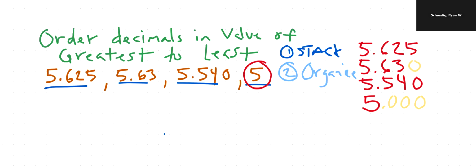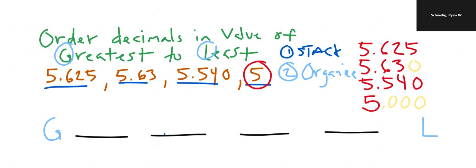Okay, so it says here we actually want to go with greatest to least. So we actually want our greatest value, and then down here we want our smallest value. We have 4 decimals, so I'm going to use 4 spaces. 1, 2, 3, 4. And now we can just play.